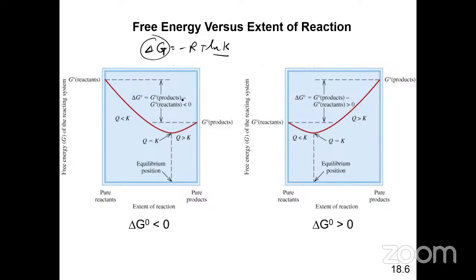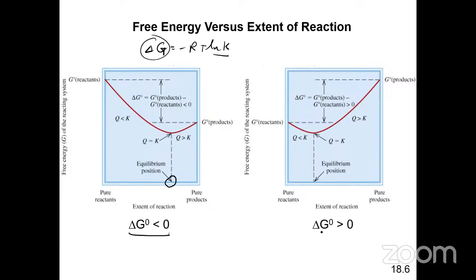And if K is large, that means that the amount of products present at equilibrium will be greater than that of the reactants. And that's exactly what this equilibrium position shows. It's closer to the pure products. So that tells you that the concentration of the products present would be greater than that of the reactants, right? So that's what happens in the case of delta G being negative.